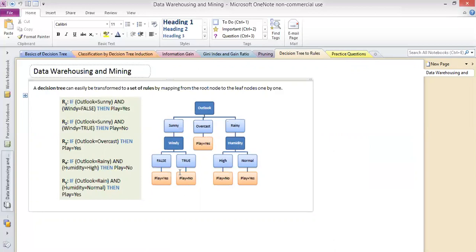Okay, so what do we read here? The first rule says that if outlook is sunny, which means this side of the tree, and windy is false, which means this side, then play yes. The other rule can be: if outlook sunny, windy true, play no. If outlook overcast, play yes. If outlook rainy, humidity high, then play no. If outlook rainy, humidity normal, then play yes. This is how you can write down rules from the tree, or from the rules you can make a decision tree. Okay, so this is it for decision trees.